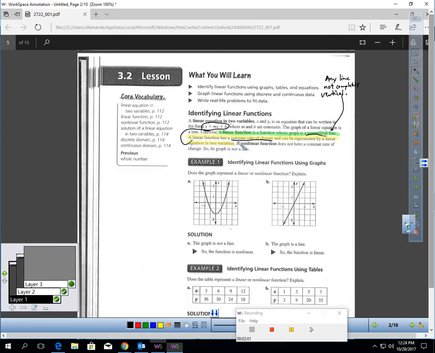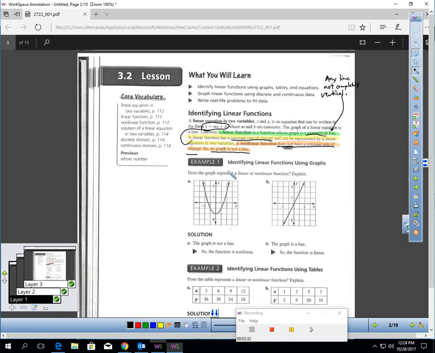And if you look at a table, if the table has a constant rate of change, it would be a linear function. Now think about it. If linear means line, a nonlinear function would not be a line. It would be some other, like a curved graph or something that's not a straight line. Nonlinear functions also do not have a constant rate of change.